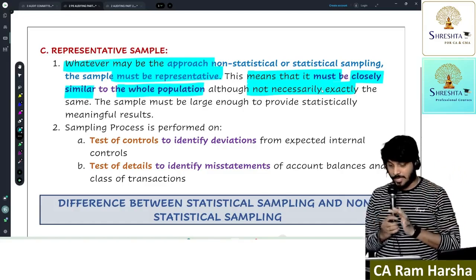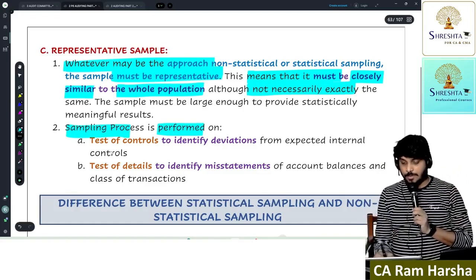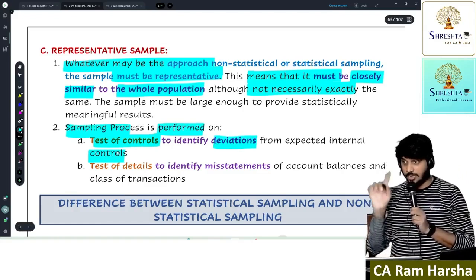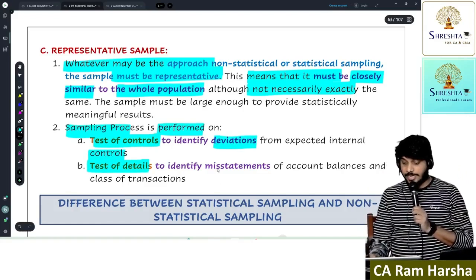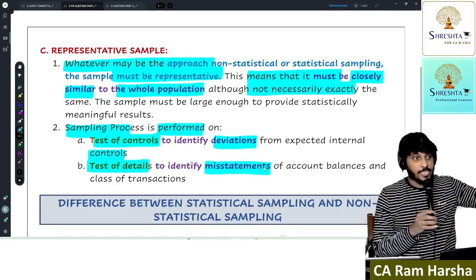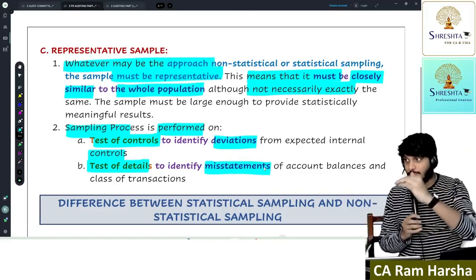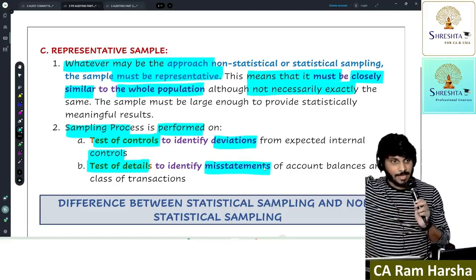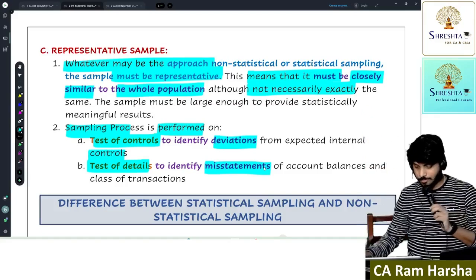Able to understand? Now, the sampling process is performed on tests of controls to identify deviation from the control, whereas in tests of details, to identify misstatement. The word deviation is used in the context of control. Misstatement is used in the context of details. Remember. Able to understand, all of you?